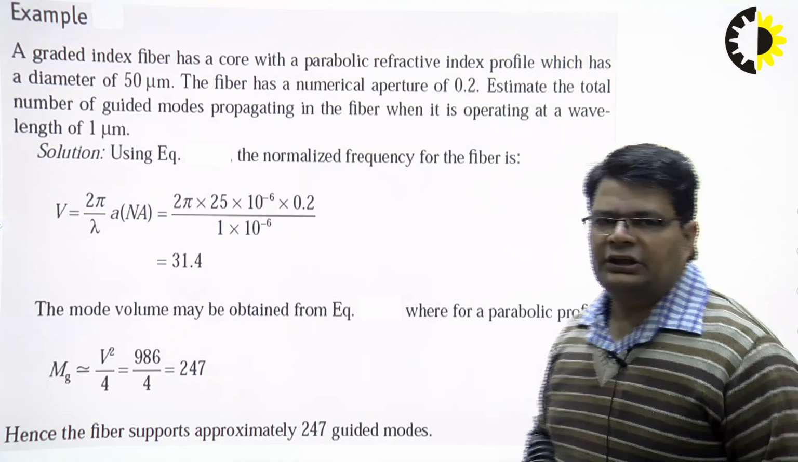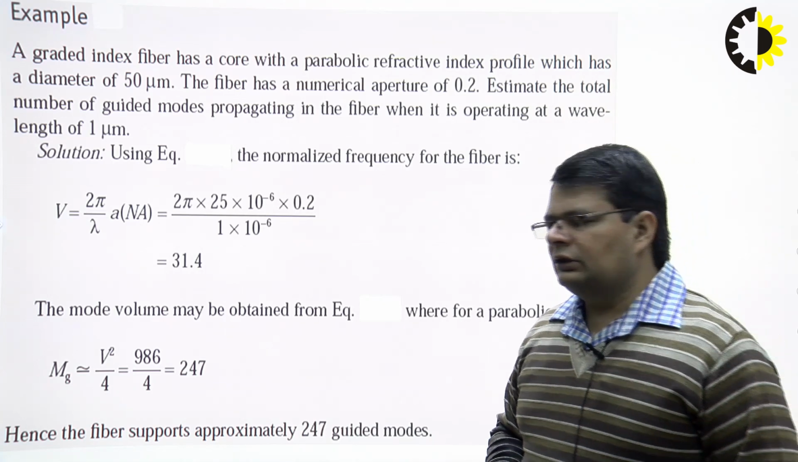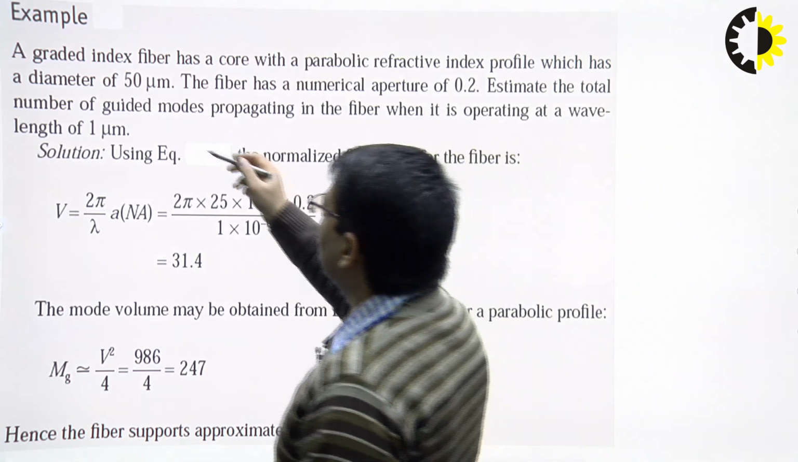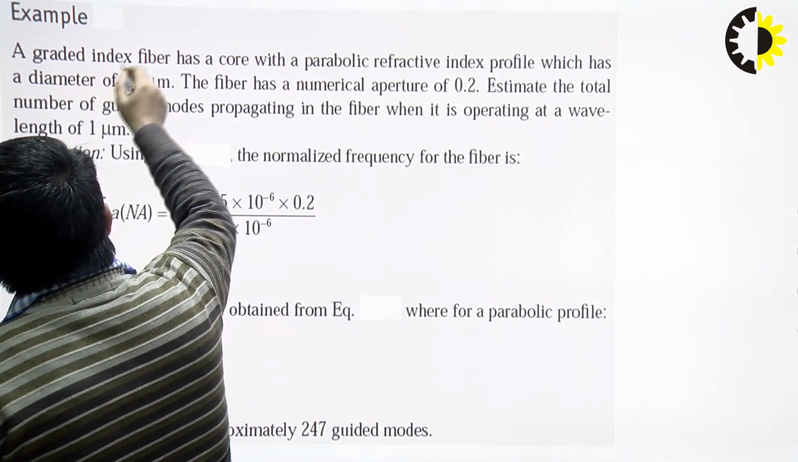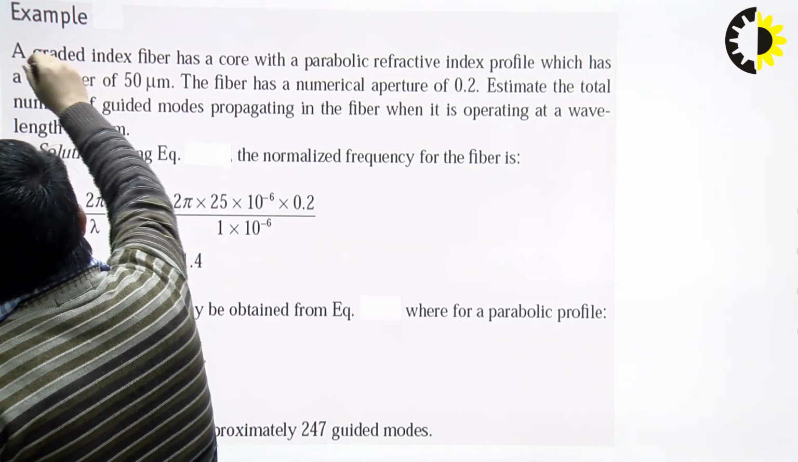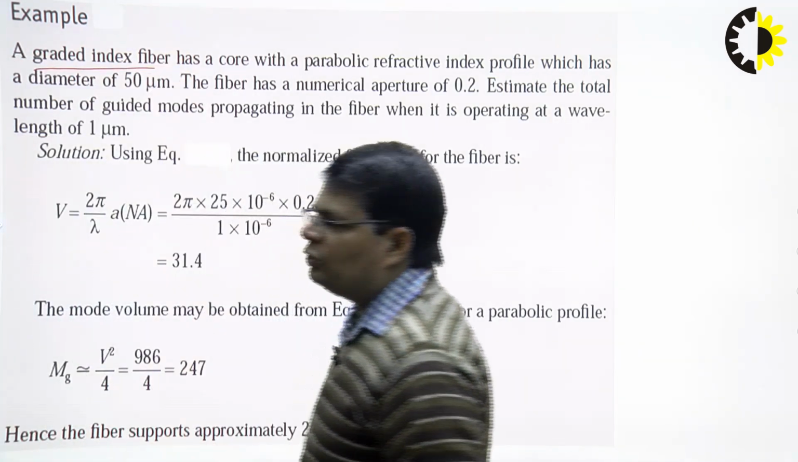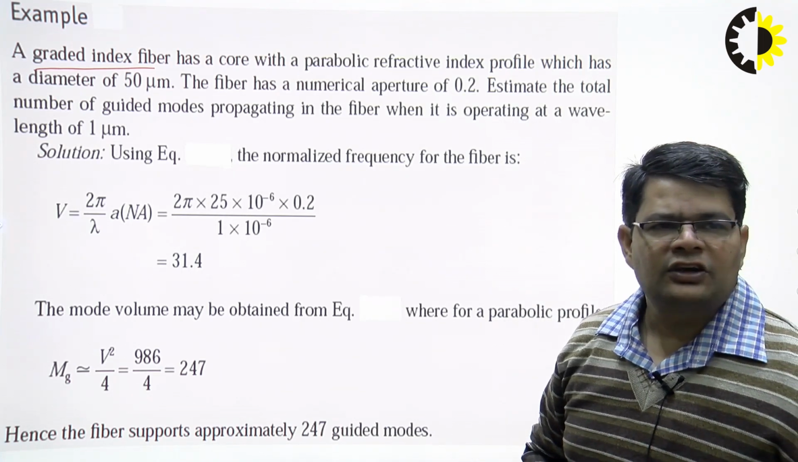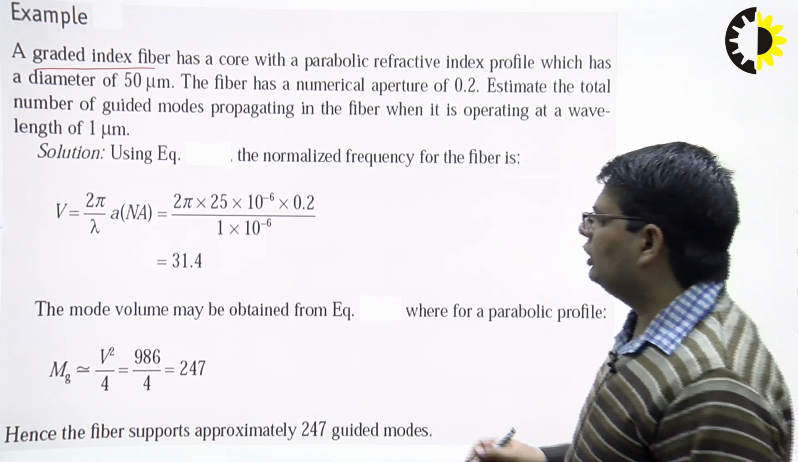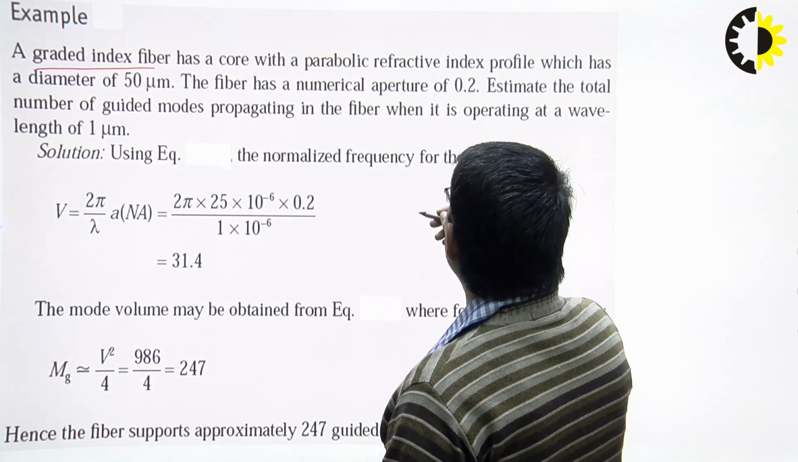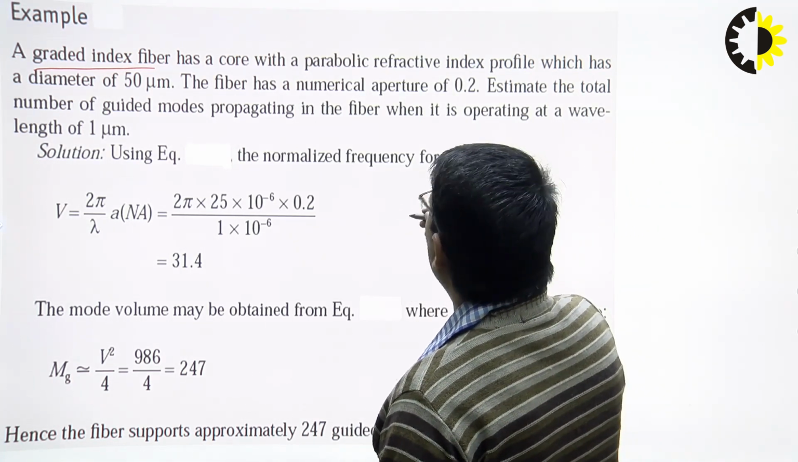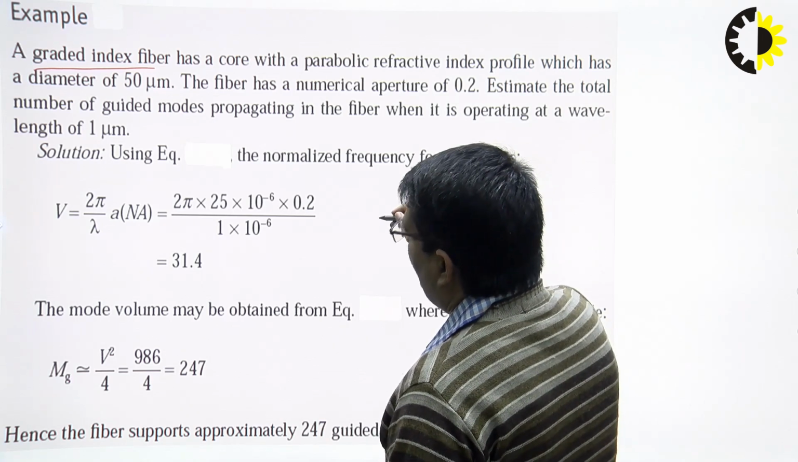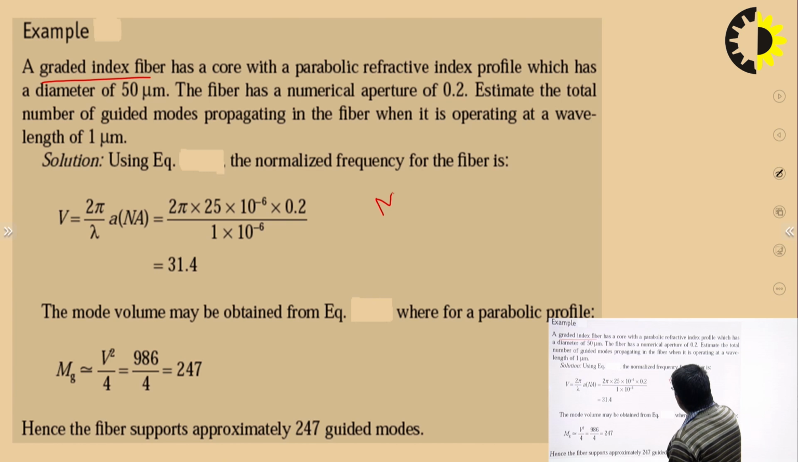So let's see the next numerical. This numerical is basically for the graded index fiber. That means we have to calculate the number of modes for the graded index fiber. Again in this numerical also we have to calculate the total number of modes. In this case this is the graded index fiber, so it will be Mg.